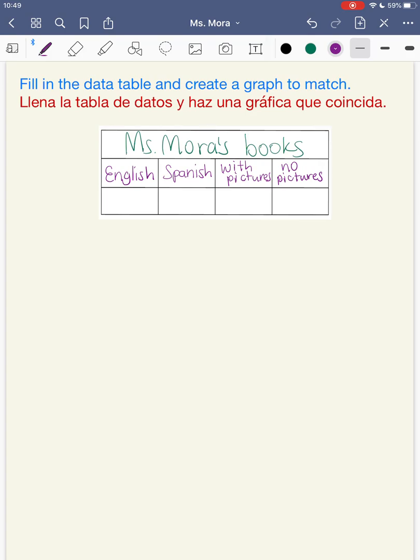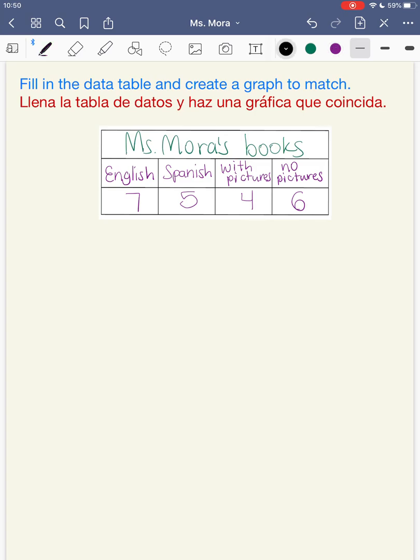Alrighty. And then I'm going to look at my library. And I see that I have 7 books in English. And I have 5 books in Spanish. I have 4 with pictures. And I have 6 with no pictures. Okay. So this is my data table.